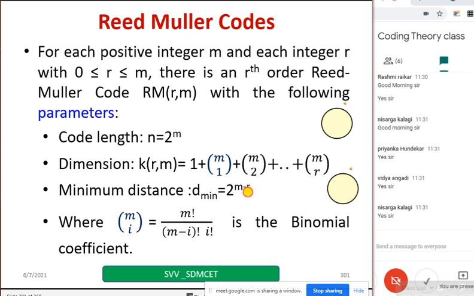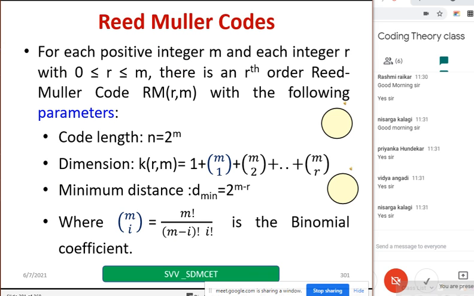What is the meaning of this, sir? m choose 1, m choose 2, m choose 3, etc. What you have written is nothing but m factorial divided by (m minus i) factorial into i factorial. So it is a binomial coefficient. I want you people to copy down this particular slide and try to understand.